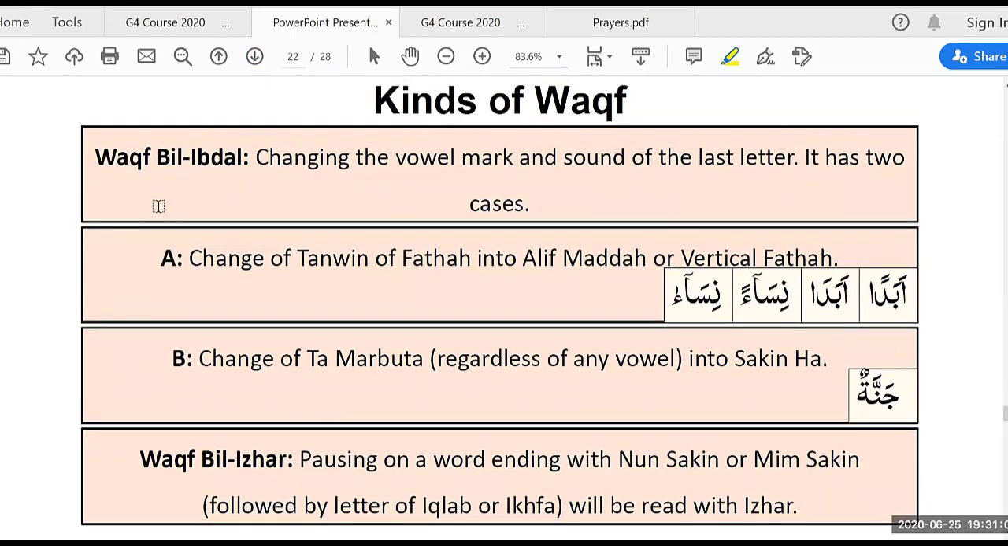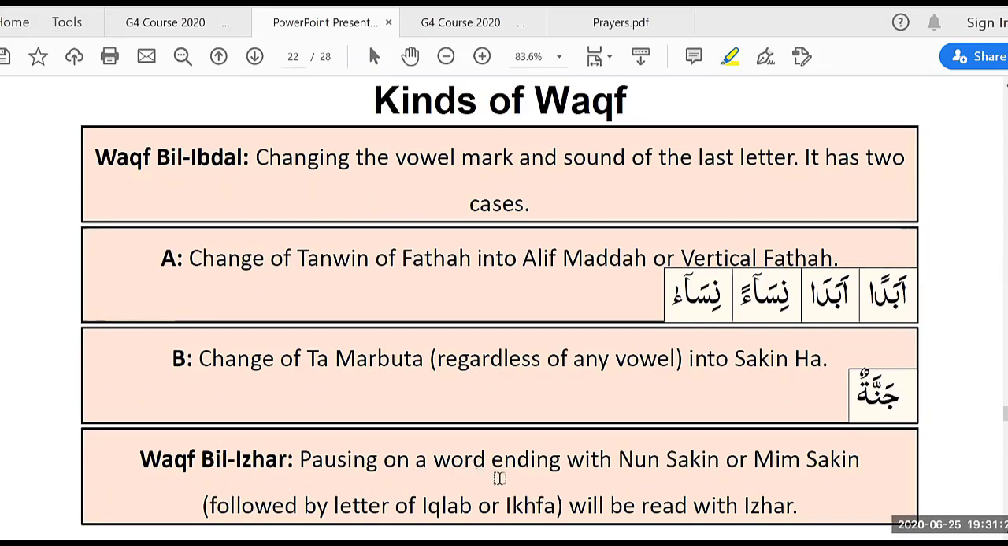Okay. Then we have waqf bil ibdal. There are 2 types, 2 categories in this kind of waqf, and this is where the vowel mark will be changed and sound will also change. Firstly, the change of tanween of fatha into alif madda or vertical fatha, and secondly, change of ta marbuta into sakinha. Lastly, we have waqf bil izhar.